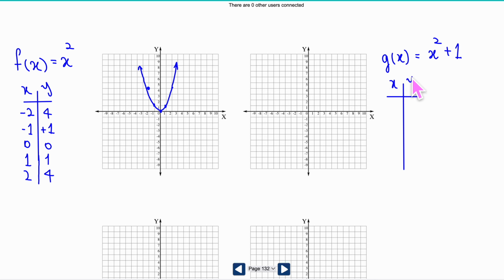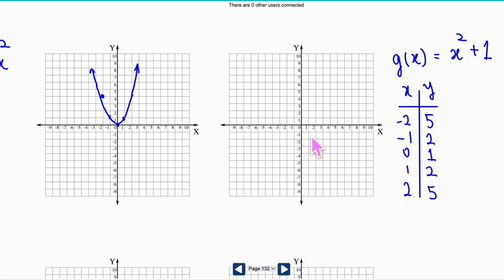I'm going to give the same values as before, -2, -1, 0, 1, and 2. For -2, if plugged here, we would get 4 plus 1, 5. For -1, then again, if plugged here, we would get 1 plus 1, 2. If we have 0, we would get 1. If we have 1, we would get 2. And if we have 2, we would get 5 again.